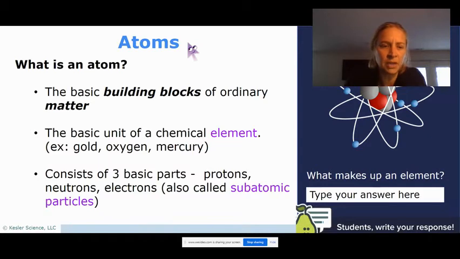Atoms are the basic building blocks of ordinary matter. So if we imagine having a brick of gold, that brick of 100% gold is going to be made only of gold atoms, creating our element. And there are 3 basic parts to that atom: the protons, neutrons, and electrons. We also call those parts subatomic particles, because they are part of the atom. So over here we have protons, neutrons, and the electrons moving around that nucleus.